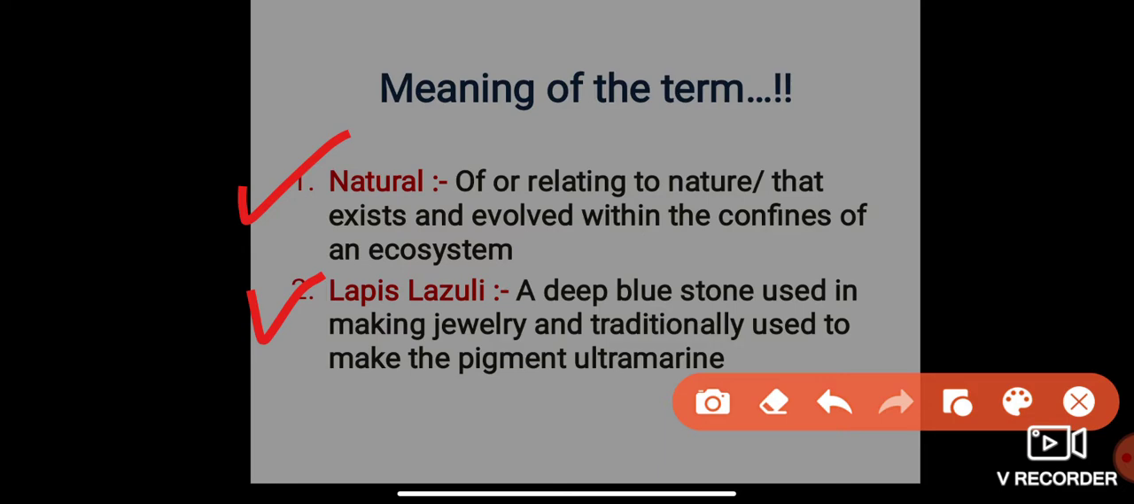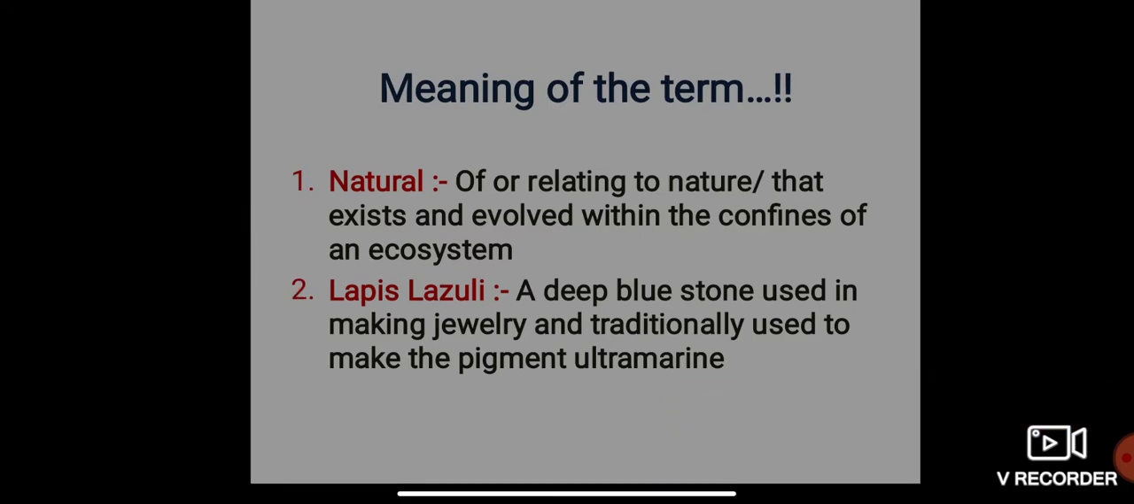For this you will find the picture even in your content book. It is a deep blue stone that is used in making jewelry and traditionally used to make the pigment ultramarine. So it is a deep blue stone, usually used for making jewelry, and you will find it in your content book as well.